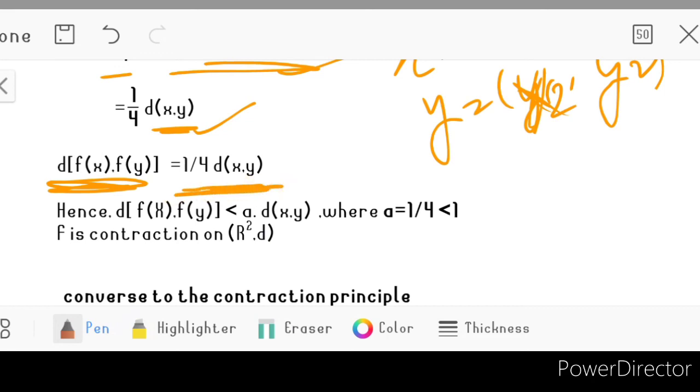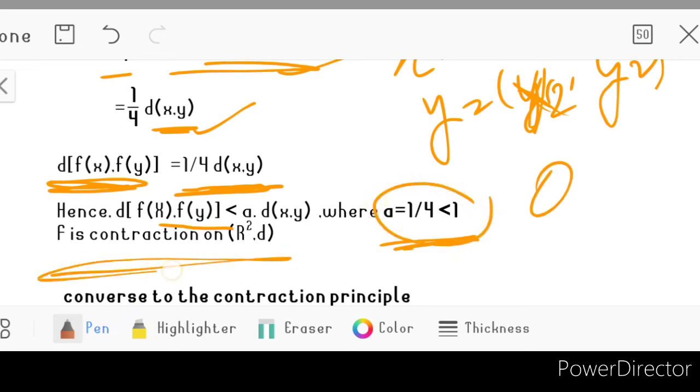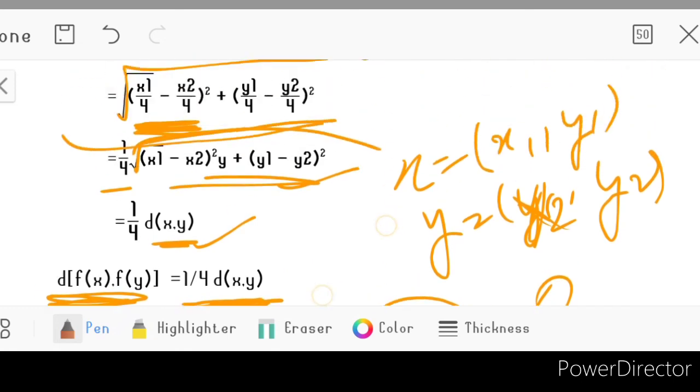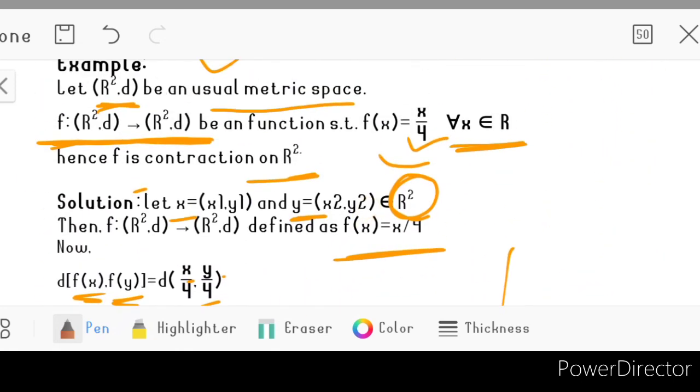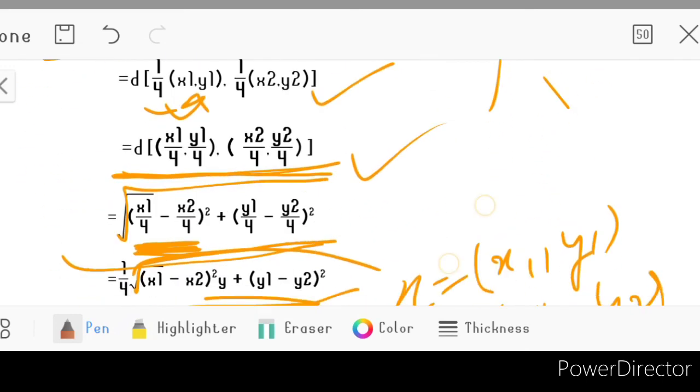So you can compare the inequality, just as we have discussed in the Banach contraction principle. The inequality was this, you can compare it, and after comparing you will get alpha equal to 1/4, which is less than 1. So that value of alpha is less than 1. So what you can say is that f is a contraction on the usual metric space, and hence whatever we had to prove in the question is proved.